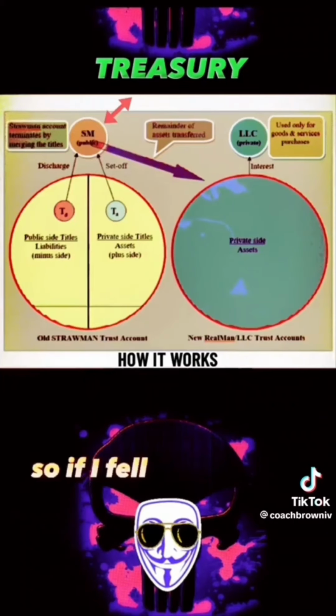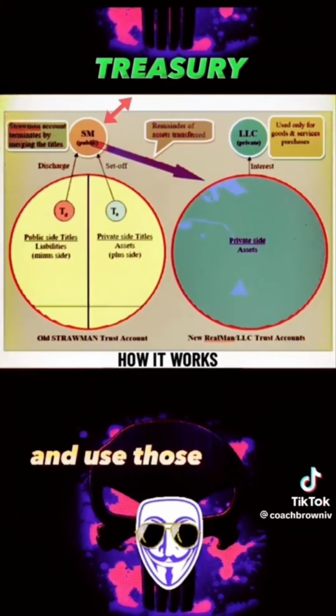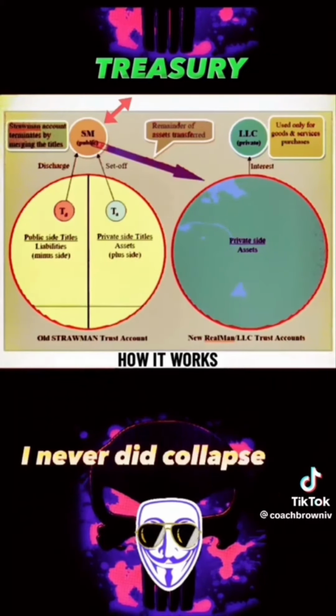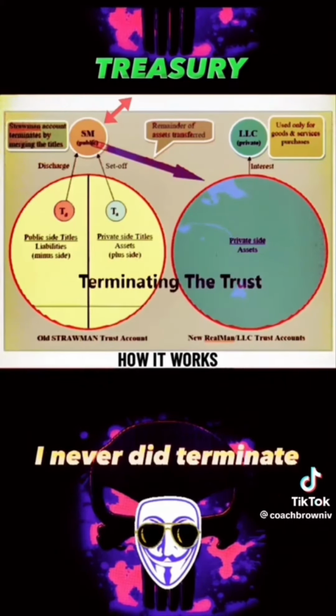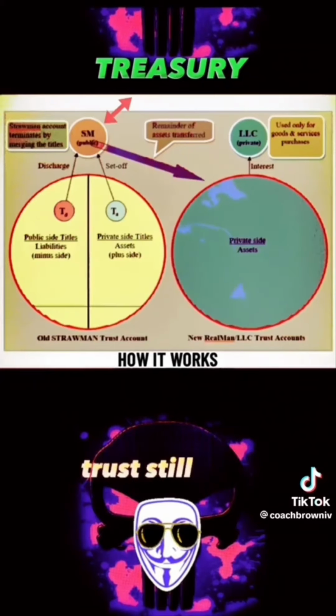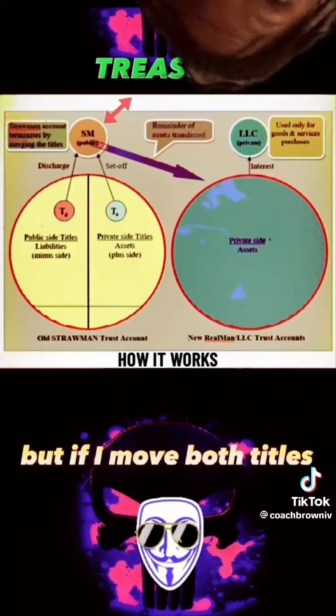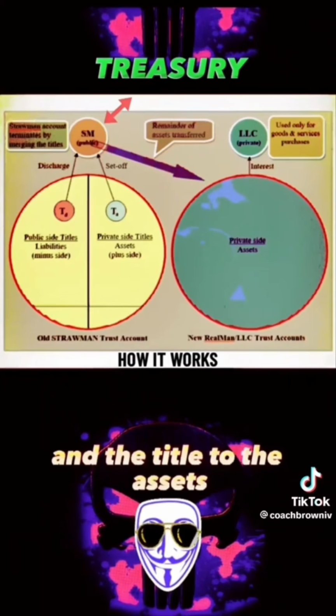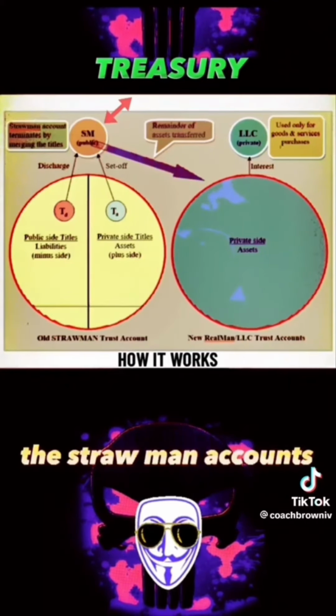So if I fell into the trap and used those titles to the debt as money, I never did collapse the trust. I never did terminate the trust. Trust still exists. But if I move both titles to the debt into the straw man and the title to the assets, the straw man account terminates.